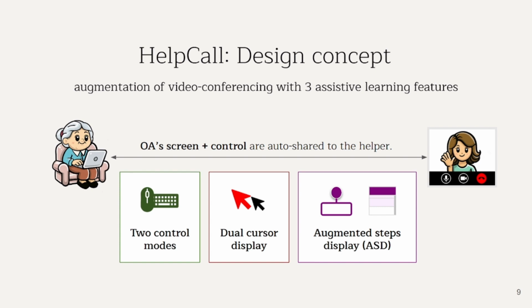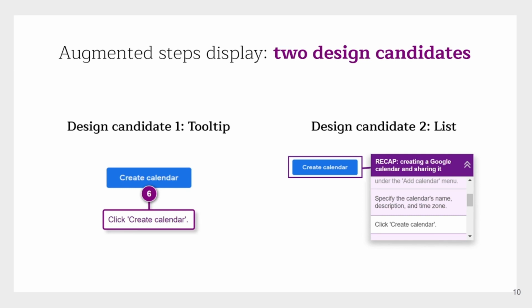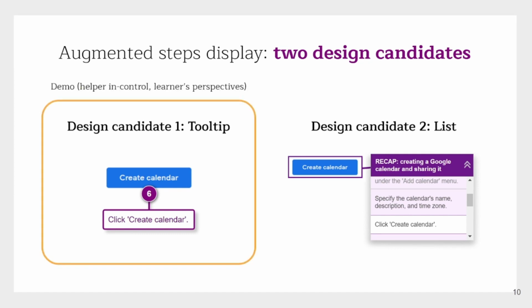While the first 2 components are a custom version of existing features in remote access and collaboration tools, the augmented step display is a novel component and the key contribution that we put most of our design effort into. To explore different approaches to displaying the steps, we developed 2 design candidates for the augmented step display, Tooltip and List. First, let me demonstrate how Tooltip works with the helper in control from the learner's perspectives.